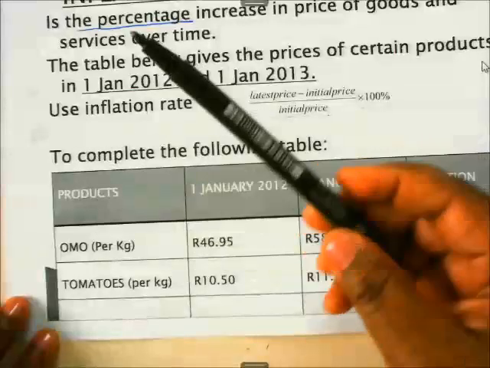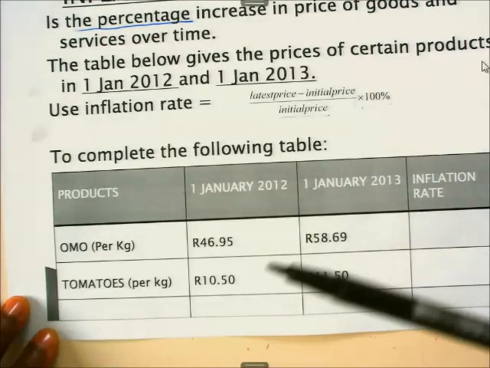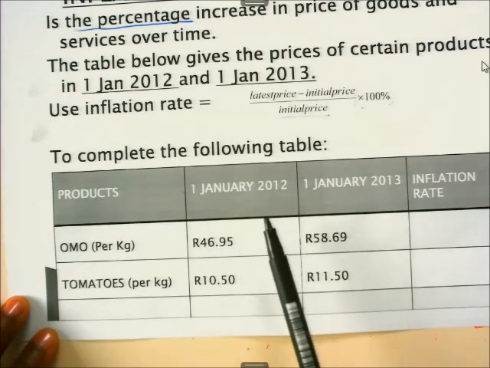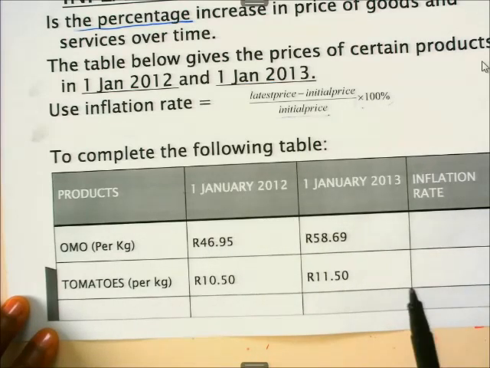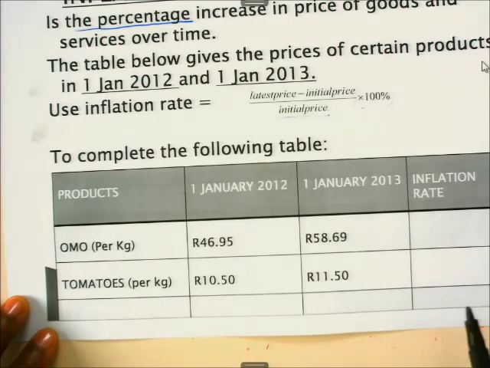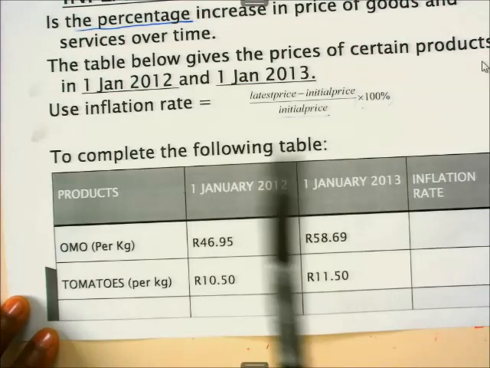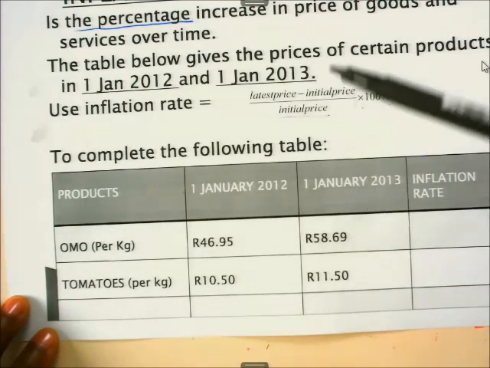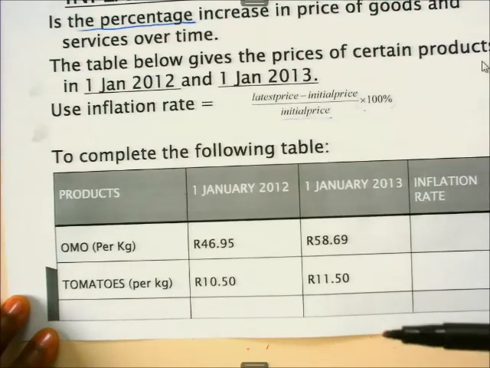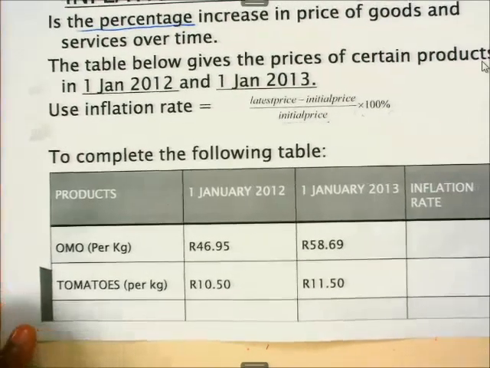Our table shows the products, and then column number 2 shows the year, which is 1st of January 2012, and this one shows 1st of January 2013, and this one is the inflation rate. You must remember, the question said you must use the formula above to calculate inflation rate. That time we were calculating inflation as an amount. This time we are calculating inflation as a percentage.